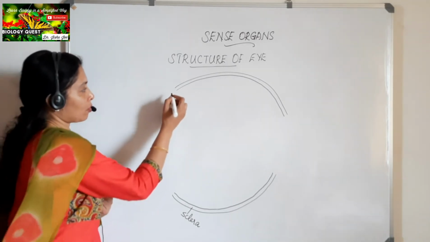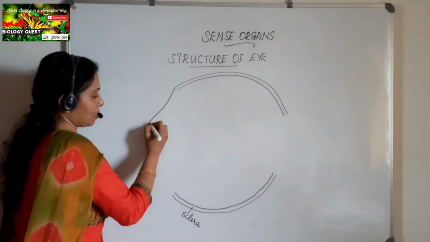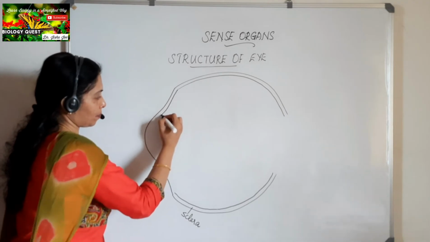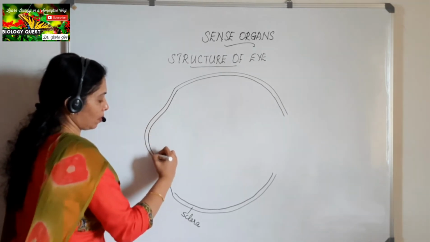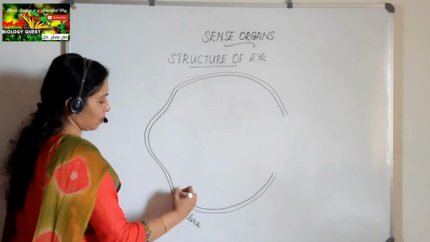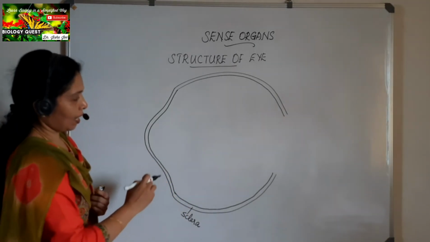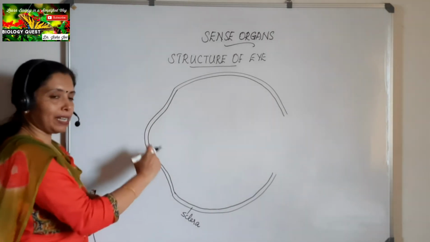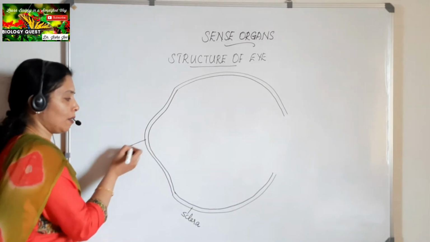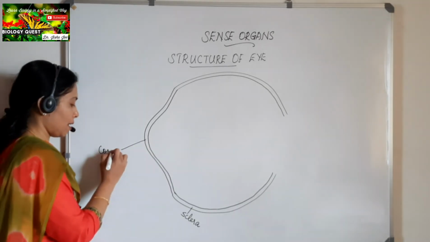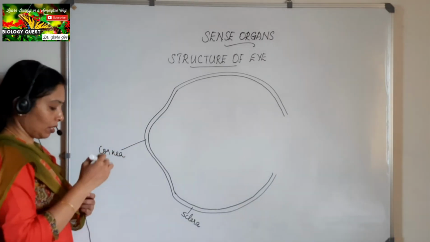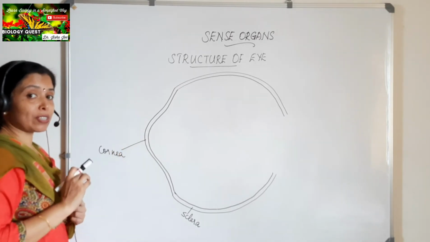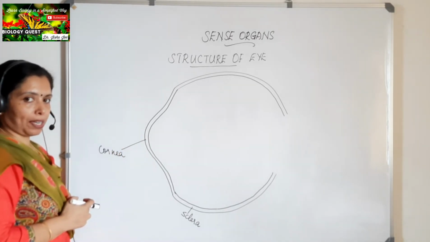And in the front region of the eye, the sclera bulges out and becomes transparent. That is actually the sclera which comes towards the front and bulges out, and this region is called the cornea. That region which bulges out in the front part of the eye is transparent and is called the cornea.